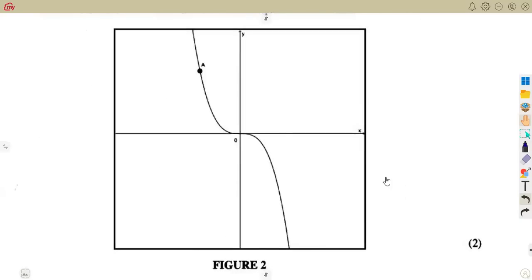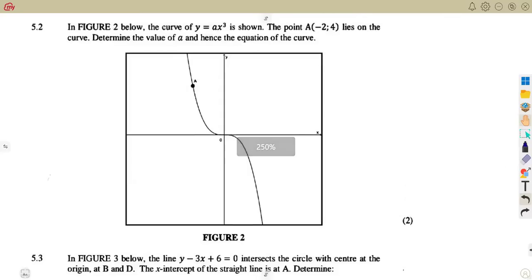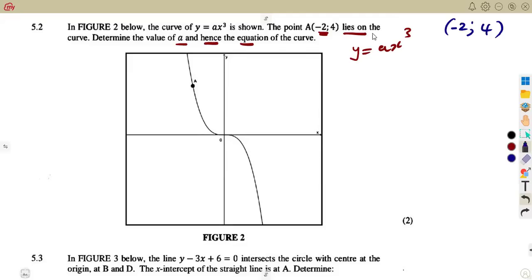On this curve that we are given in Fig 5.2, we have the curve of y is equal to ax cubed. And the point, this one, lies on the curve. What does it mean? It is found on the curve. Determine the value of a, hence the equation. So it is easier, guys. We just have to substitute the point, because it lies on this curve. If I substitute x and y there into this equation, it satisfies our equation.